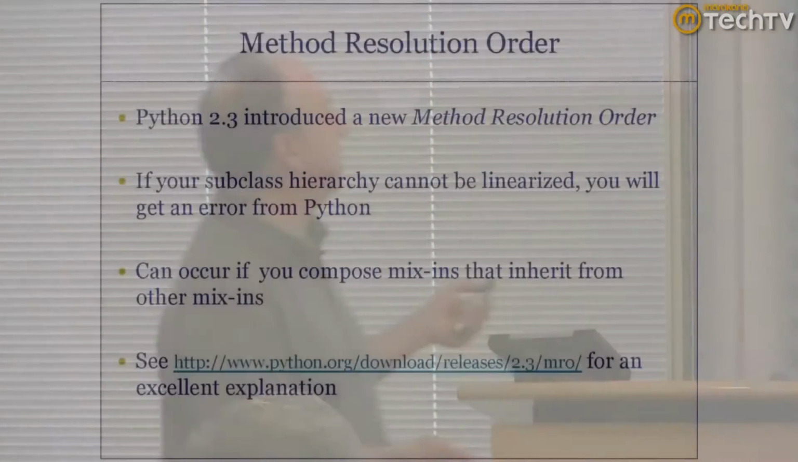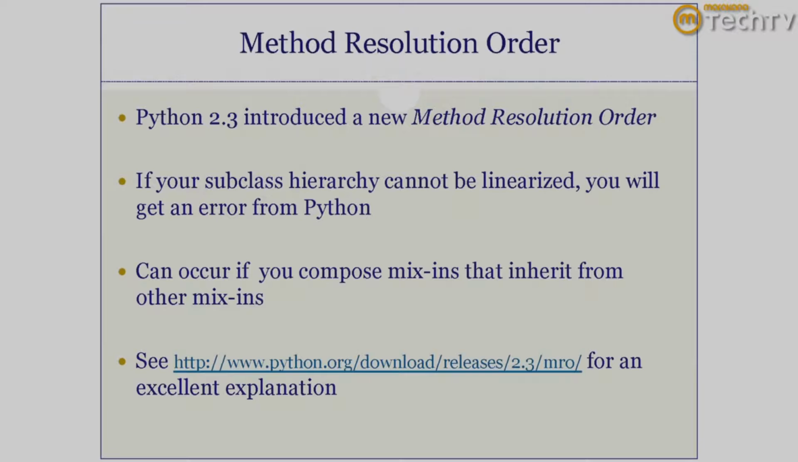Method resolution order is about figuring out what methods you're going to call and who overrides whom. If you have just single inheritance, then you have a linear sequence of classes, and it's pretty straightforward. But as soon as you have multiple inheritance, you're going to start running into problems where you have multiple base classes that may have common subclasses, and so it gets complicated. They changed how this worked in Python 2.3. Basically, there's a restriction that if your subclass hierarchy cannot be linearized, you'll get an error from Python.